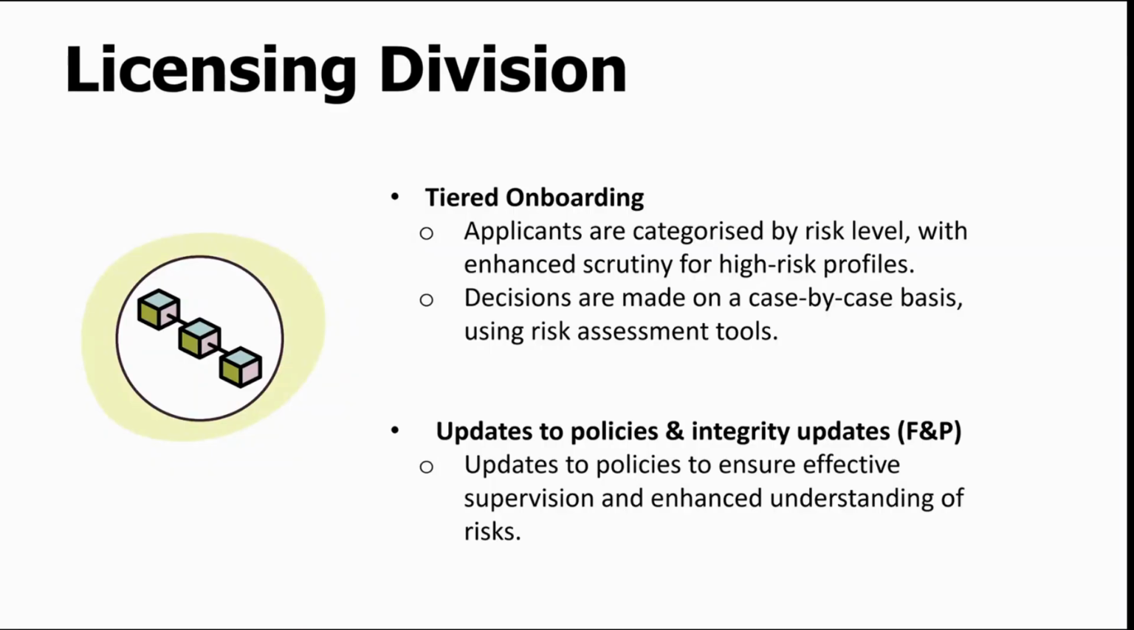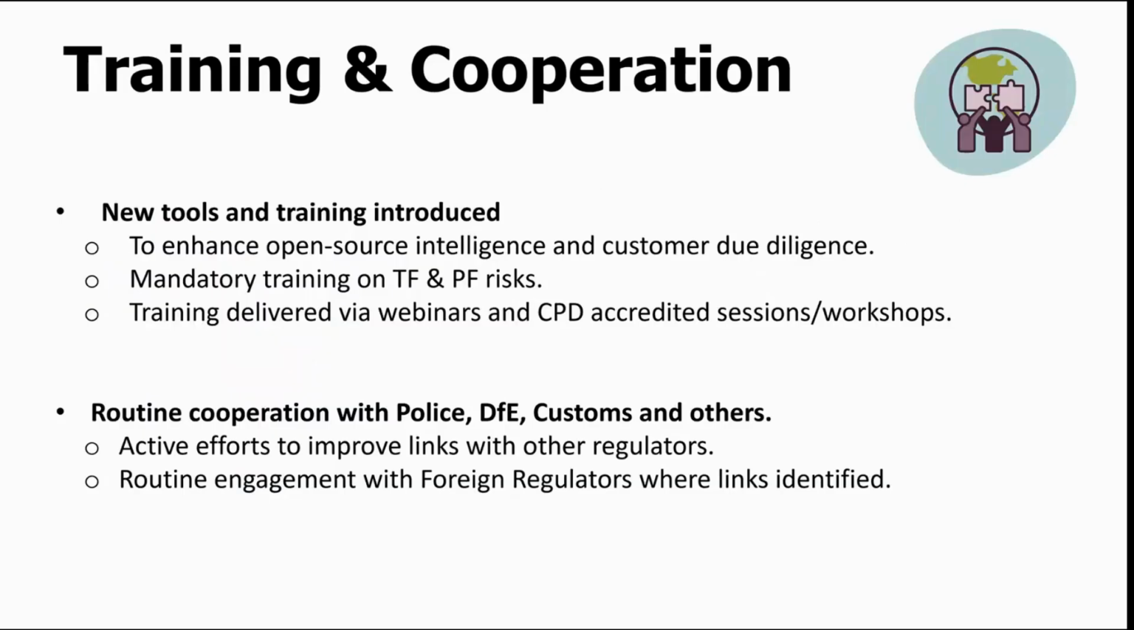In addition, we've made updates to our policies and fitness and propriety framework to strengthen how we assess ownership, control and integrity. This reflects the NRA's emphasis on risk associated with complex ownership structures and the potential criminal control or influence. Overall, the focus for licensing is on acting as a preventative control, ensuring that risks are identified and addressed at the point of entry rather than later in the life cycle.